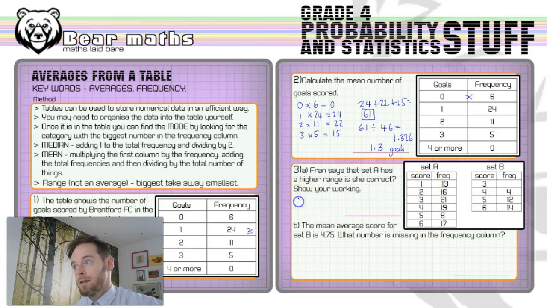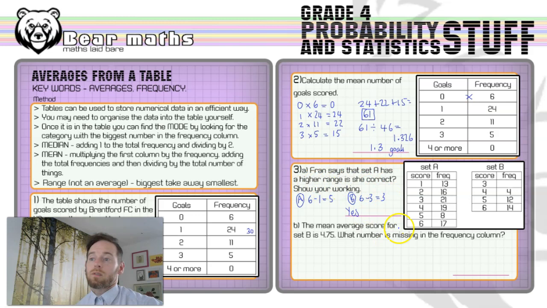So set A, let's write down, we would do 6 minus 1, which is 5. And for set B, we would just do 6 take away 3, because that's the range of scores you could get on set B, which is 3. So which number is higher? Yeah, she's correct. There's our working. Fran is correct.